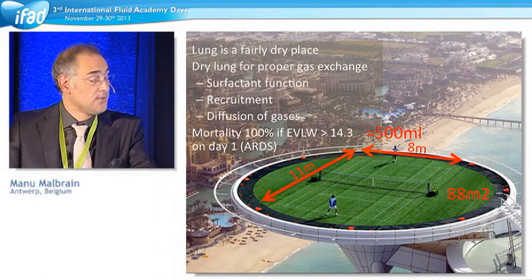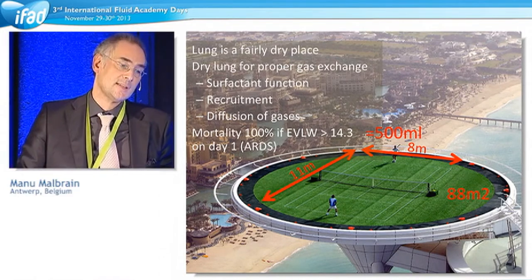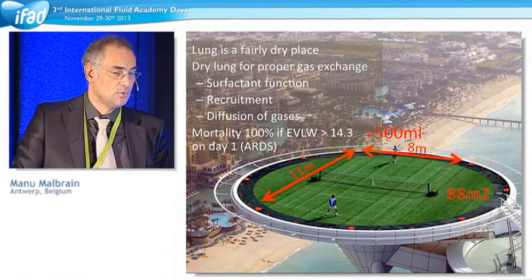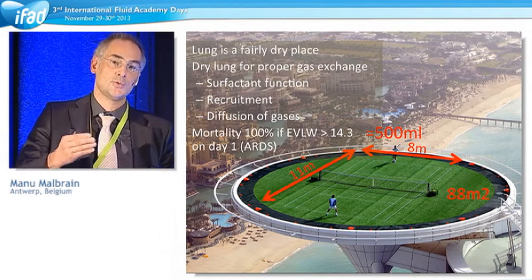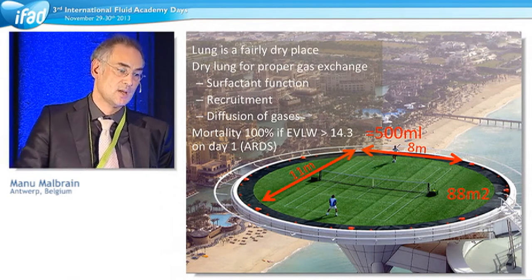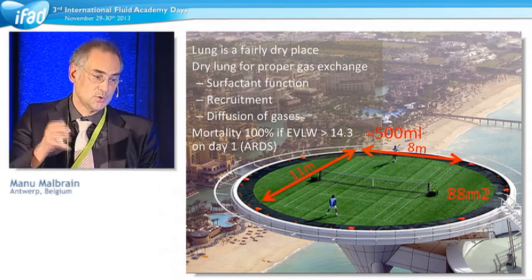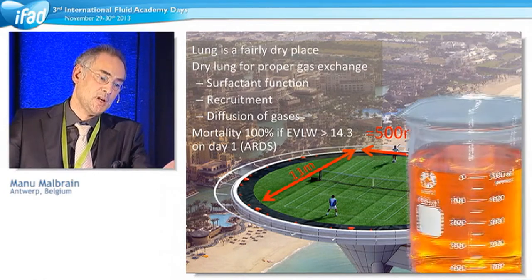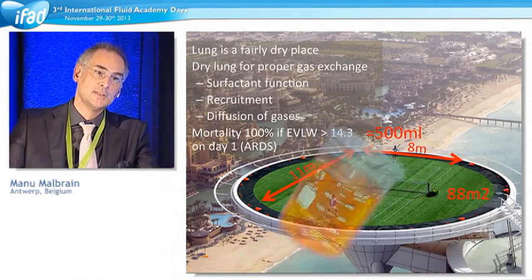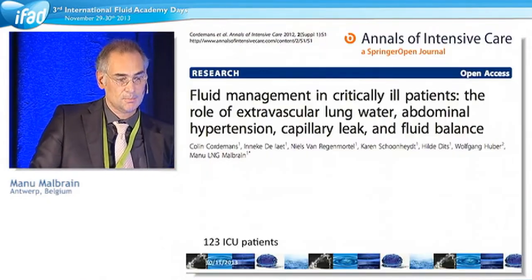So the lung is a fairly dry place, and it needs to be dry for proper gas exchange, for surfactant function, recruitment, and diffusion of gases. So if you would double the amount of lung water from 500 to 1,000, which corresponds to an indexed extravascular lung water of around 14, this would kill your patient. So it would be the same as pouring out half a liter on a tennis court. Just think about that. The lung is a fairly dry place.